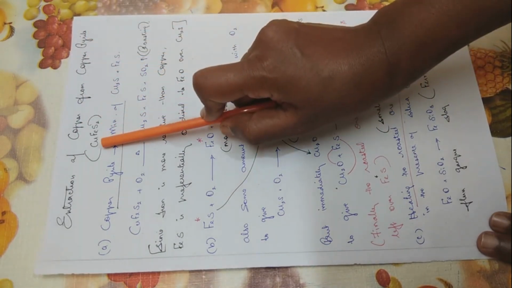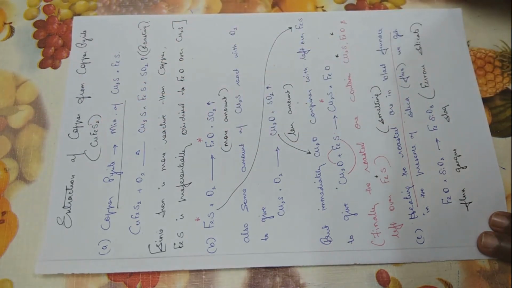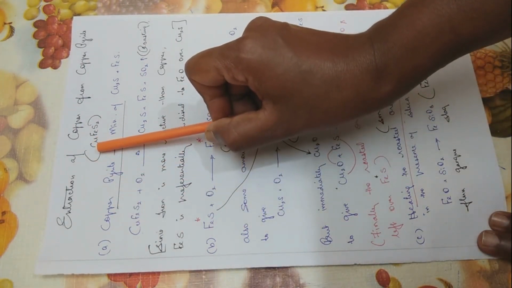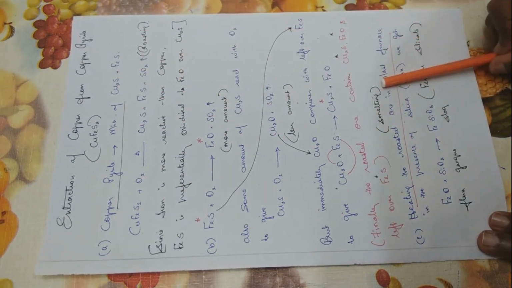Today we will see extraction of copper from copper pyrite. The molecular formula for copper pyrite is CuFeS2. There are different steps involved in it. We will go one by one. The first step is copper pyrite is converted into a mixture of copper sulfide and iron sulfide.